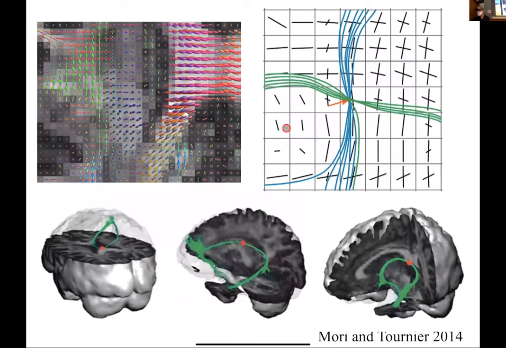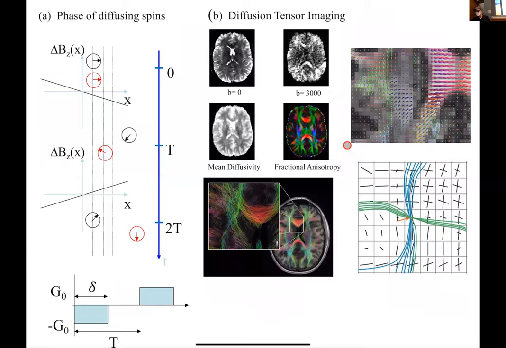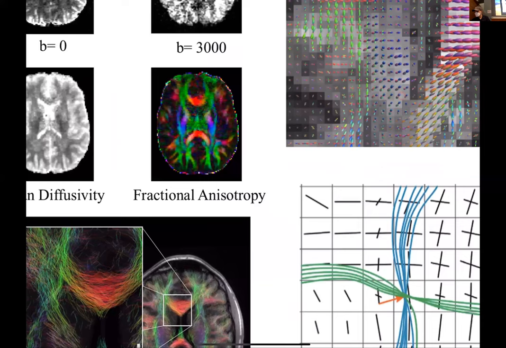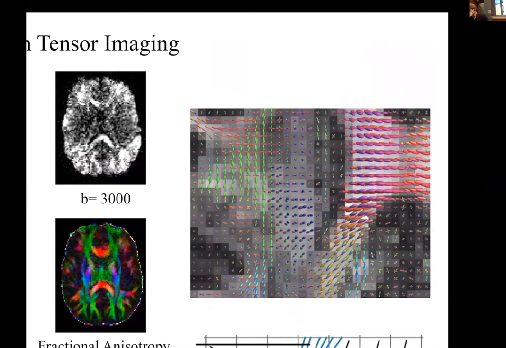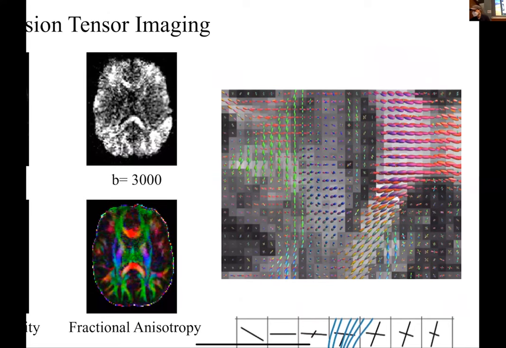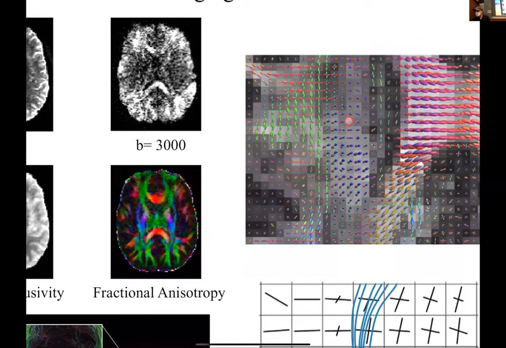The other thing you can do is, for every voxel, use those eigenvectors to figure out which direction the water is going principally. Then you can start tracing them and following them to figure out where things are going. That's called tractography. This is another example here, let's zoom in on this. I guess it shows up pretty well there.